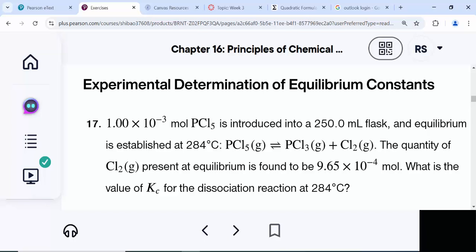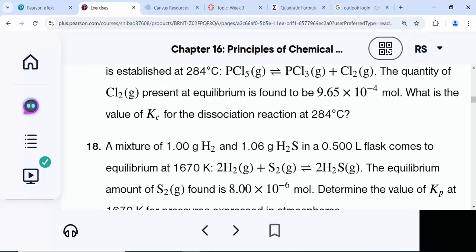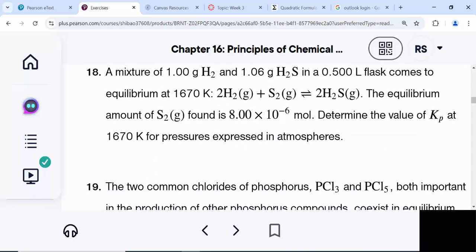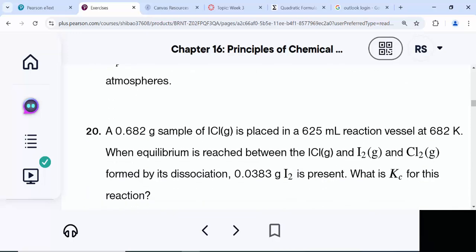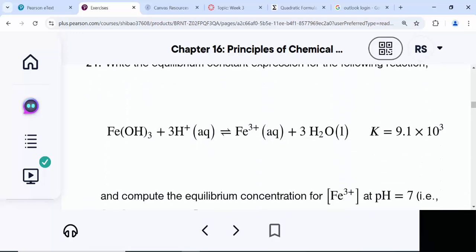If this many moles of PCl5 is introduced, is that the equilibrium amount or the initial amount? That's the initial amount, so we have to figure out the equilibrium amount of PCl5. We can do that using a little bit of stoichiometry, like we did earlier. These problems are all very similar to that. They don't make it super simple, but it's not super difficult.